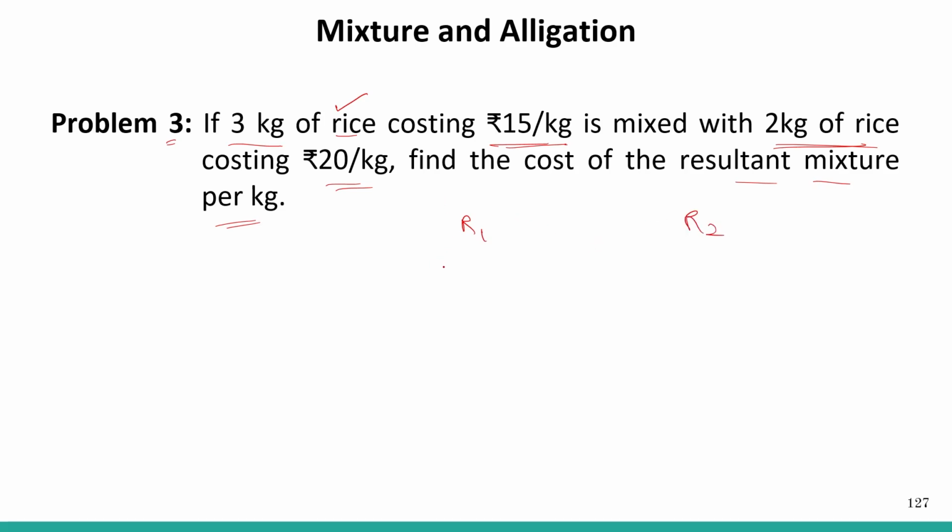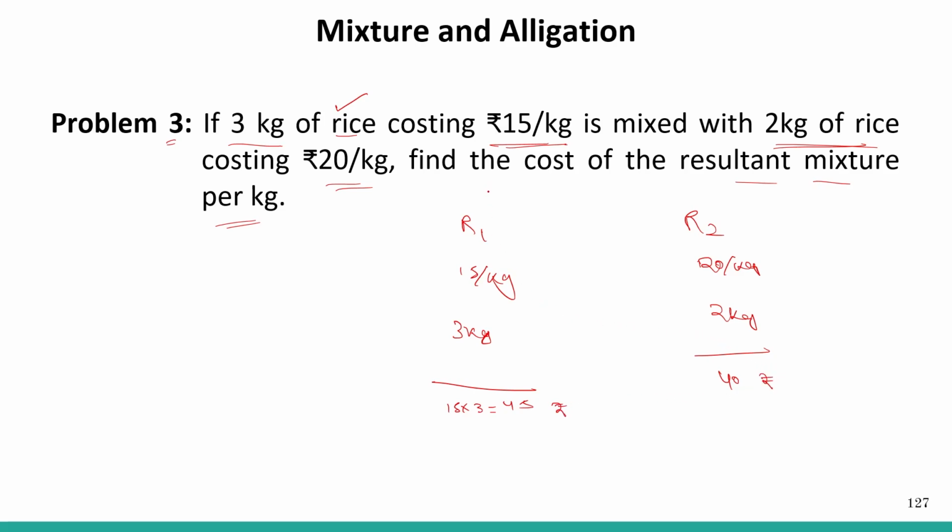So R1 costs 15 per kg, and we have 3 kg. So the total cost will be 15 into 3, which is 45. For R2, the price is 20 per kg, right? And we have 2 kg of it. So its total cost becomes 40 rupees. So here it is 45 rupees, and here it is 40 rupees.